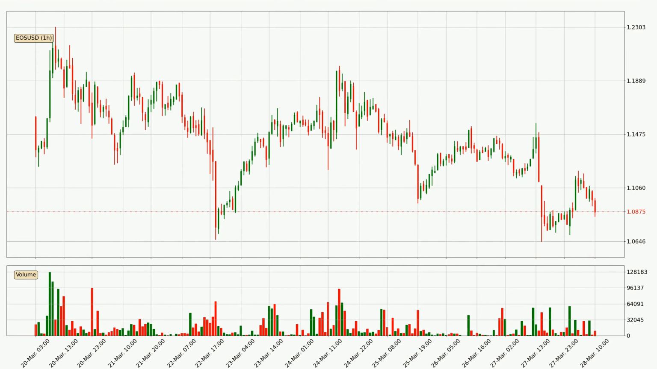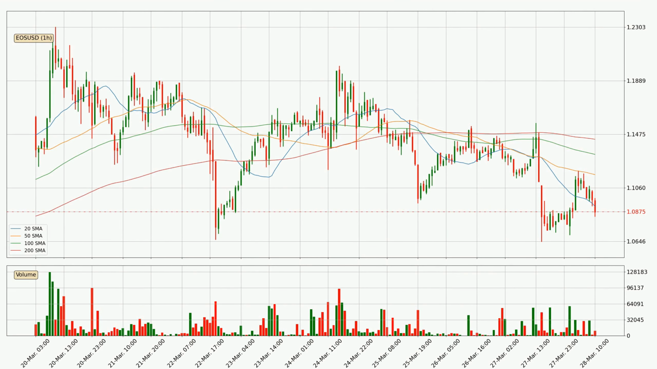Taking a look at the hourly time frame for EOS, it can be seen that the price went down around 3.6% in the last 24 hours, with a current price of 1.09. And the move wasn't very strong as the volume wasn't very high.